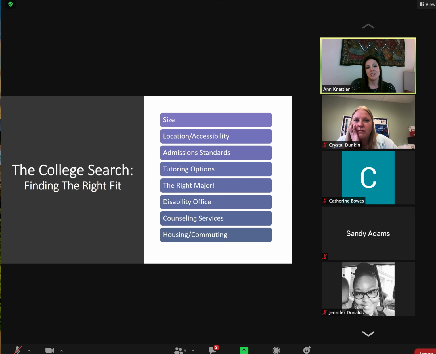So a student wants to think about the size, how many students are going to be in their classes with them, the location, accessibility, especially if it's a student with a mobility impairment. If it is a campus built on the side of a hill, that may not be the best choice. What are their admission standards? Because remember, every student, including those with disabilities, has to meet the admissions requirements.